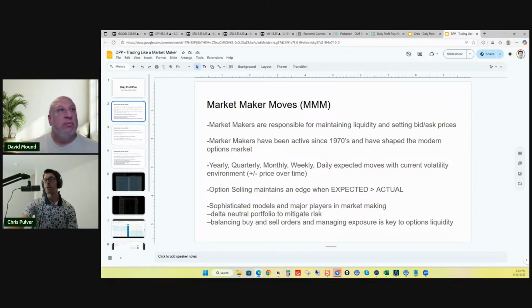Have market makers succeeded, with all but 8 minutes left in the entire trading day, in keeping prices within the expected move today? Yes. They do this every single day. They are also the most sophisticated models, algos, and quants in the world. If they're maintaining a delta neutral portfolio, their job is to mitigate risk. Like I said before, they're balancing buy and sell orders and managing all the exposure every single day.